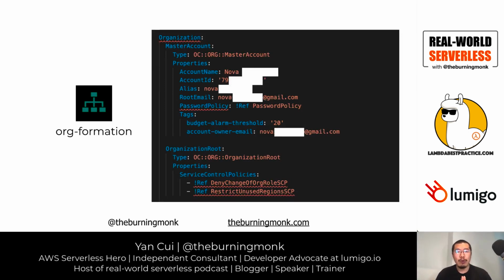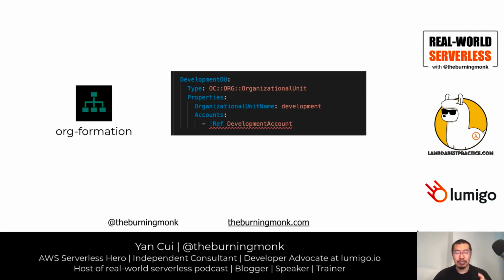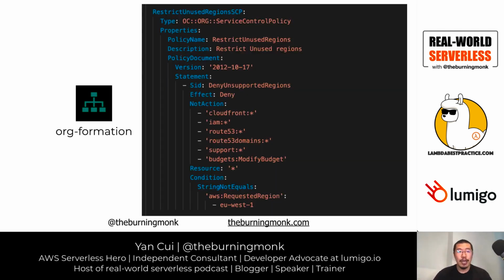So in this case, I was able to declare a master AWS account as the root for my entire organization. Again, it's all done in code using a syntax that's very similar to CloudFormation. And I'm able to provision a new account and set up budget alarms with just a few lines of code. And I can attach this account to organization units, which I can also, again, have captured in code. And I can also configure service control policies.